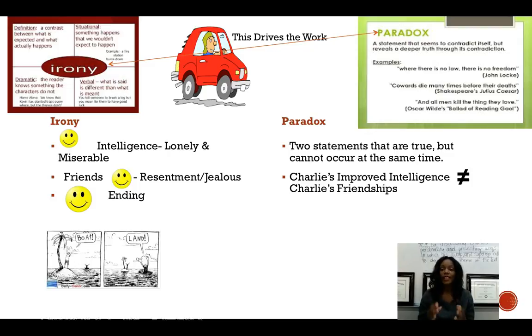This is a giveaway. As soon as I saw this part, I knew, wait a minute, Charlie has this intelligence. True, that happens in the story. He improves his intelligence. Charlie has these relationships. True, he has these friendships that he values, but the 2 can't happen together. So that is really it for presenting the material on a formalist approach.